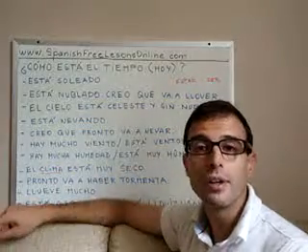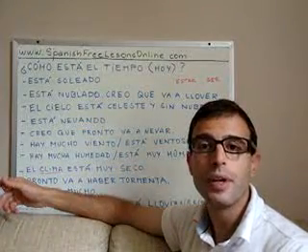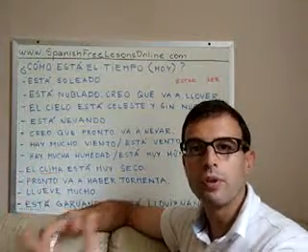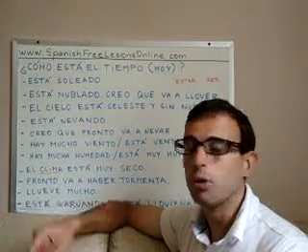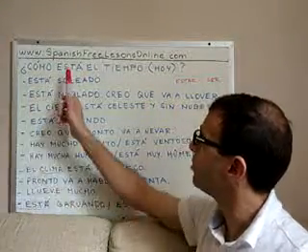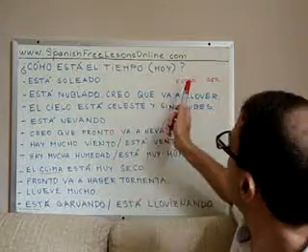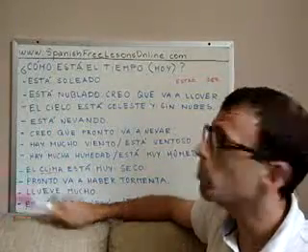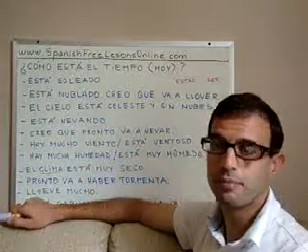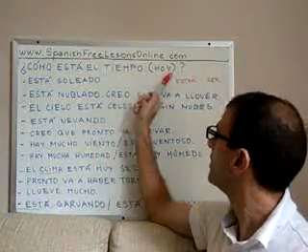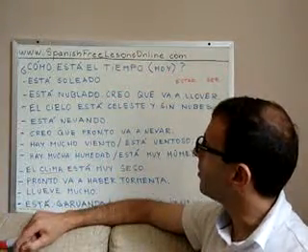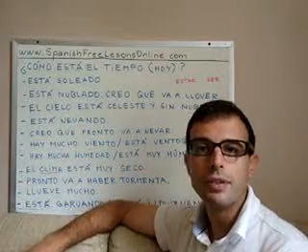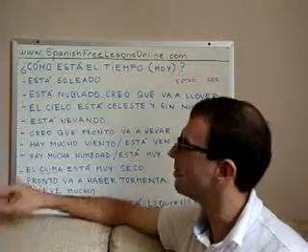That's why when I'm asking how is the weather today, I know that there is not a permanent state of the weather, but the weather is changing in every moment, right? So I will use the verb estar here. I will not say ¿Cómo es el tiempo? No, I will ask ¿Cómo está el tiempo? For how is the weather today? So we have here many different possibilities for how is the weather today.